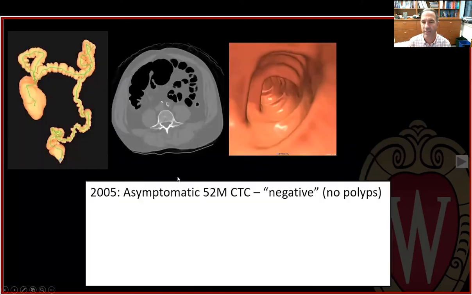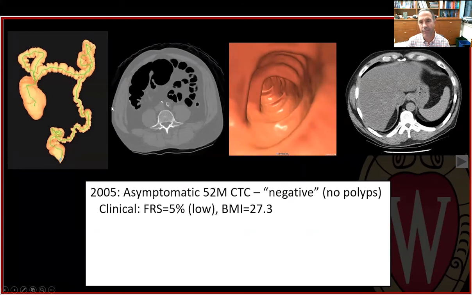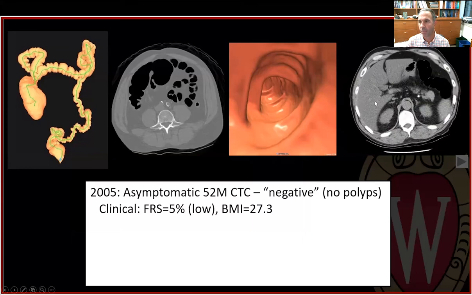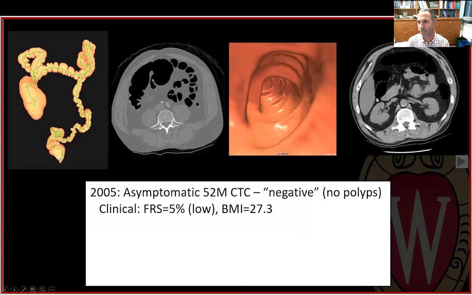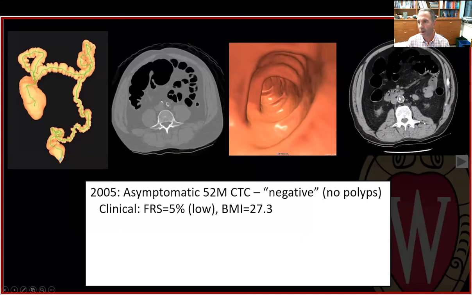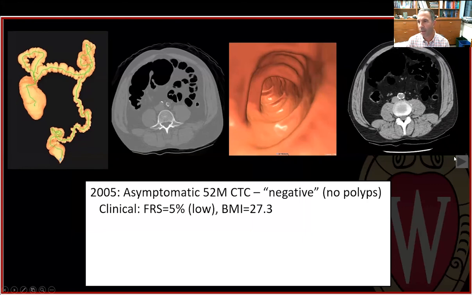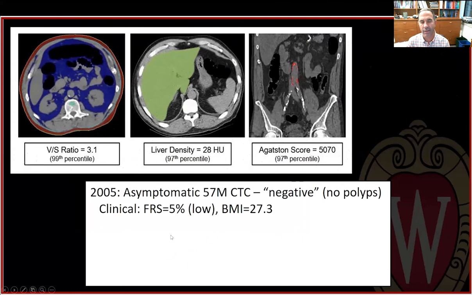And just to show you a quick example of a 52-year-old man, he had a negative virtual colonoscopy, but of course there's more to the CT than just the colon. And you can see he's got, for those who are radiologists, a very fatty liver. He has a fair amount of aortic calcium, and his visceral fat is actually fairly prominent, as you can see here. And if we put that in objective terms, he was at the 99th percentile for visceral to sub-Q fat ratio, 97th percentile for steatosis, 97th percentile for aortic calcium.